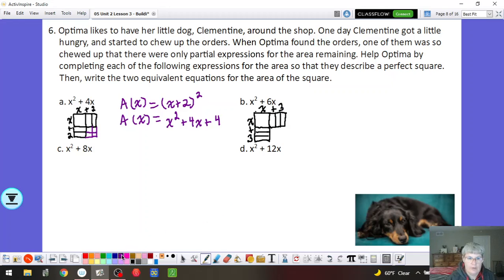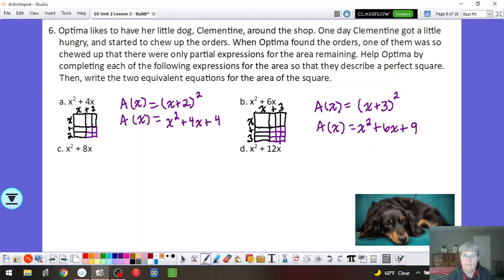So one area is x plus 3 squared. The other area, we need to complete the units that we end up creating for a total of 3 by 3, which is 9. So A of x is going to be x squared plus 6x plus 9.